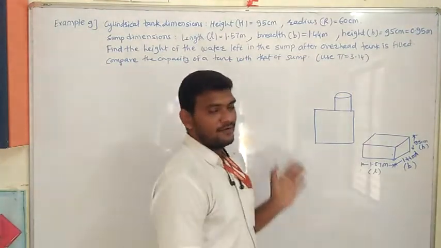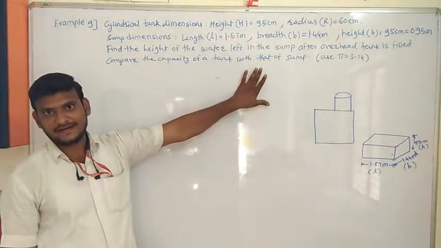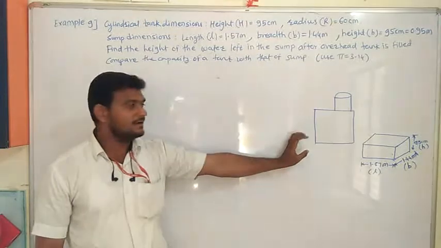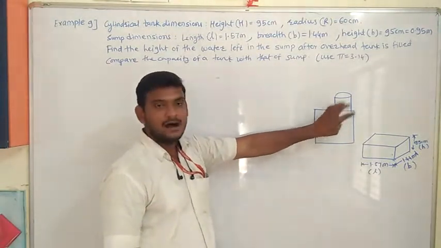See in example number 9 what is asked. I have not written the complete question. I have written whatever the required data here. Now see here, I will explain what is given in the question. There is Selvi's house. Selvi is a person and she is having a house.